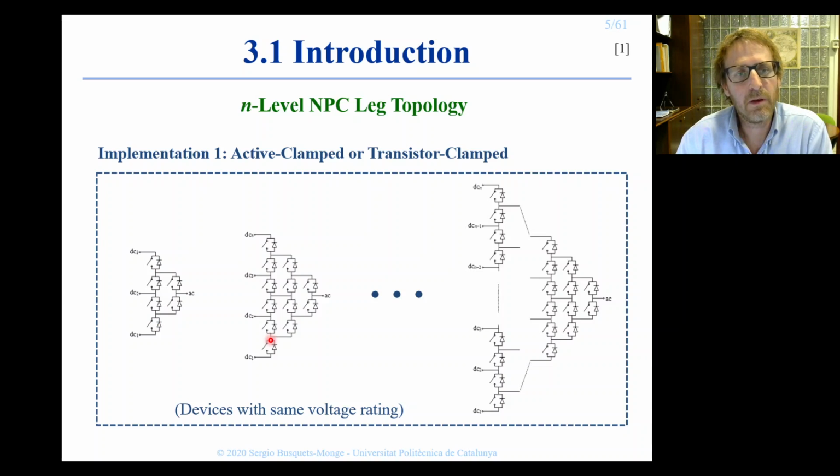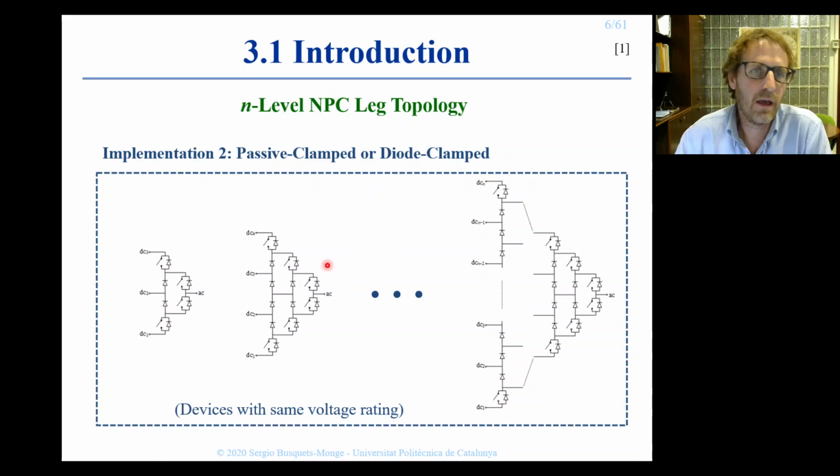All devices will be the same with the same voltage rating. This is called the active clamp or transistor clamp topology. An alternative implementation can be achieved by eliminating the switches inside the pyramid. This way we obtain what we call the passive clamp or diode clamp topology. All devices still have the same voltage rating.